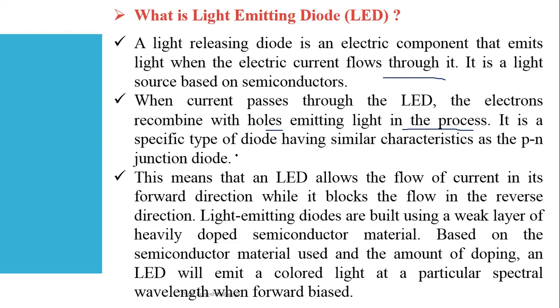This means that LED allows the flow of current in its forward direction while it blocks the flow in the reverse direction. Light emitting diodes are built using a thin layer of heavily doped semiconductor material. So this is also heavily doped. Based on the semiconductor material used and the amount of doping, LED will emit a colored light at a particular spectral wavelength when it is in forward bias condition.